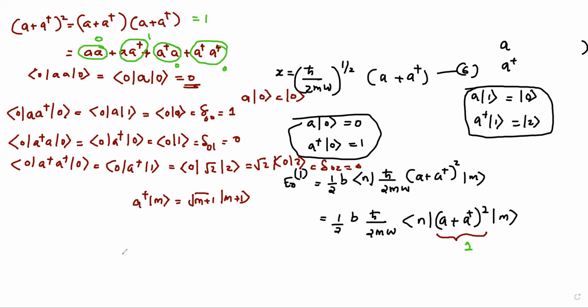So our first order energy value, E0¹, becomes half into b into ħ by 2mω into this operation. We just substituted the ground state ⟨0|0⟩ for every value. m and n are considered as 0. Then only this value is equal to 1. So the final value of E0 dash, or E0 first order eigenvalue of energy for a simple harmonic oscillator, becomes half into ħ by 2mω into b. That is equation number 7.